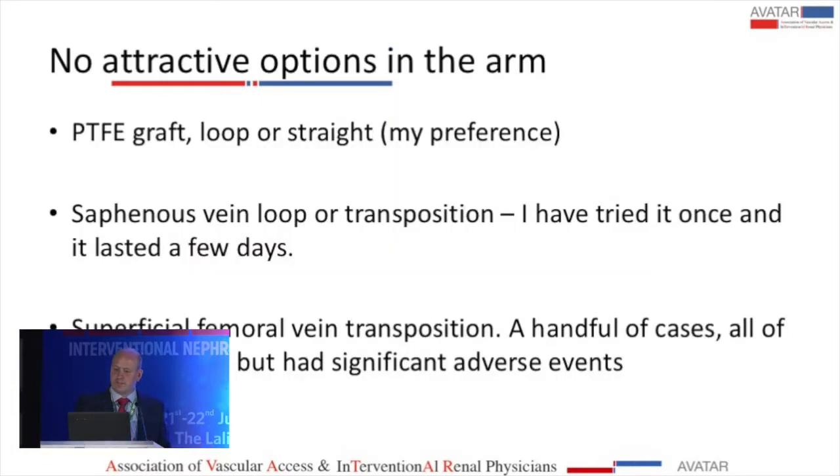So if there's no attractive options in the arm, move to the leg. In the leg, you're talking about PTFE grafts predominantly. My preference is actually to put a straight or J-shaped PTFE. You can do saphenous vein loops or transpositions, well described. I've tried it a couple of times, didn't have great results, decided not to do it again. And we've done a few superficial femoral vein transpositions, which is heroic surgery, followed by heroic complications, but also long-term patency. It stays patent for ages, femoral vein transposition. I'm not talking about the saphenous vein, I'm talking about the deep vein of the leg here.